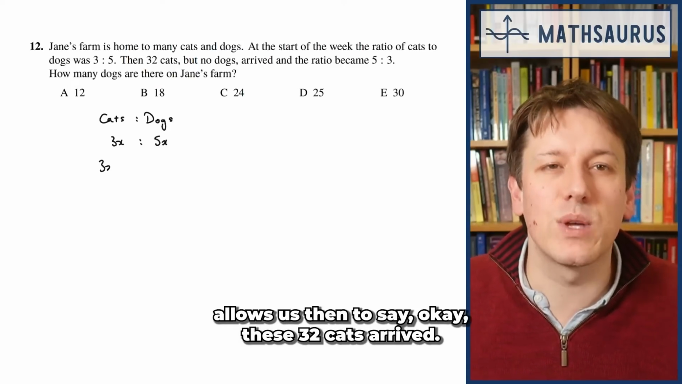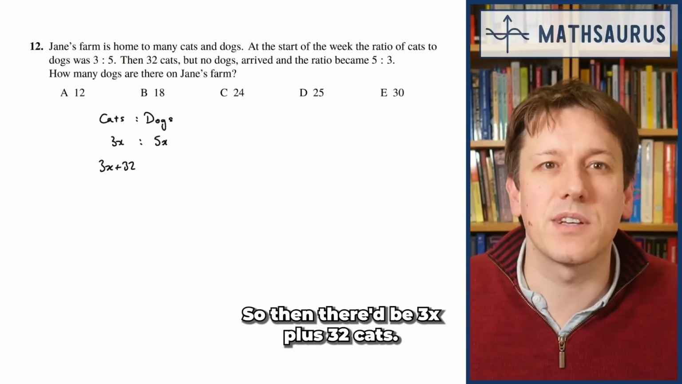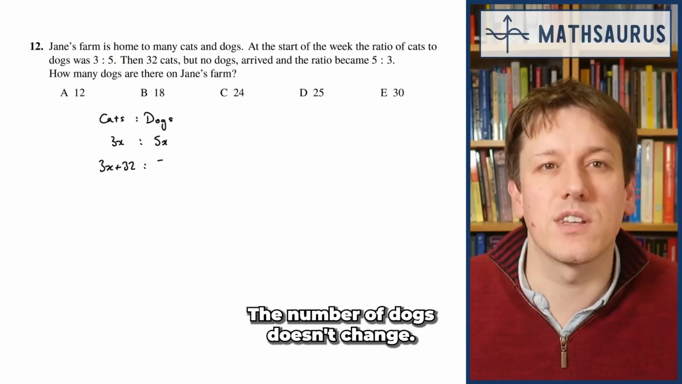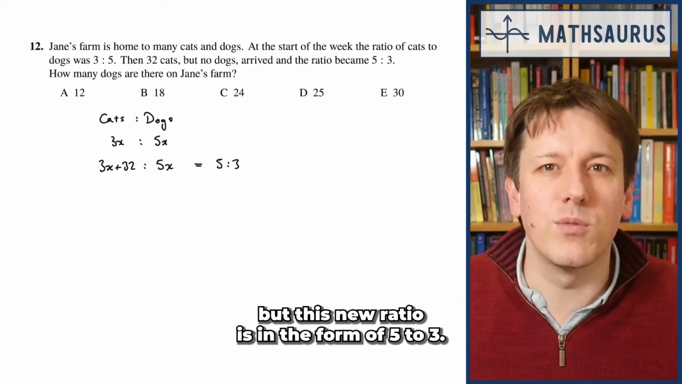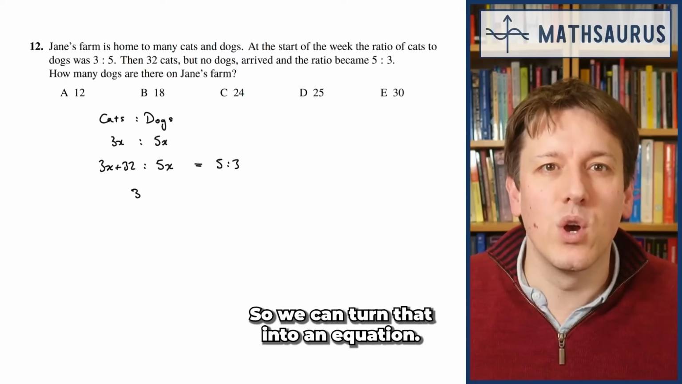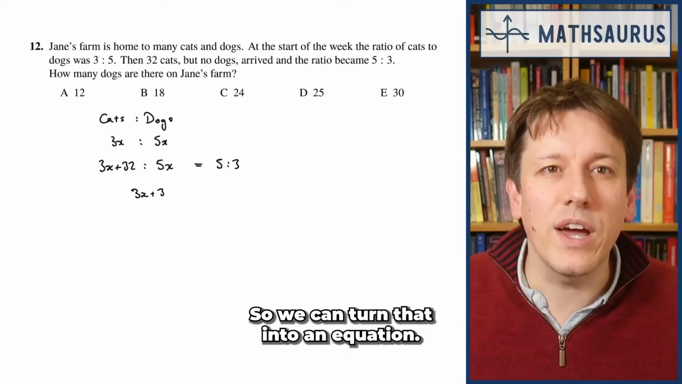allows us then to say, okay, these 32 cats arrive, so then there'd be 3x plus 32 cats. The number of dogs doesn't change, that's still 5x. But this new ratio is in the form 5 to 3. So we can turn that into an equation.